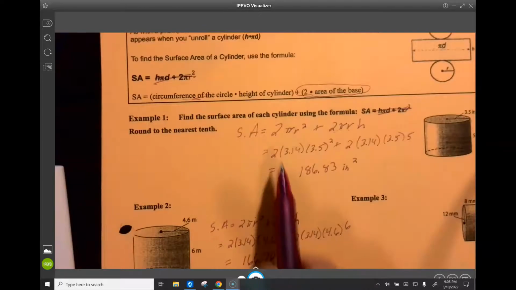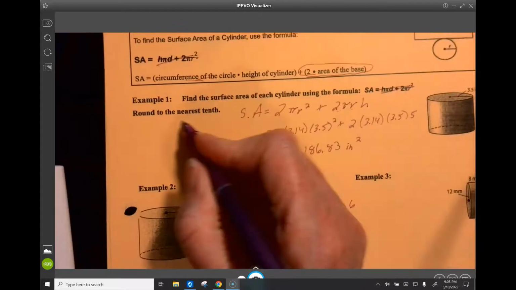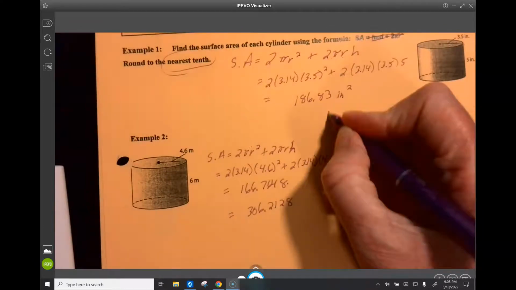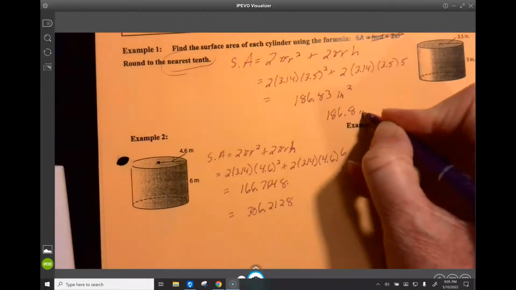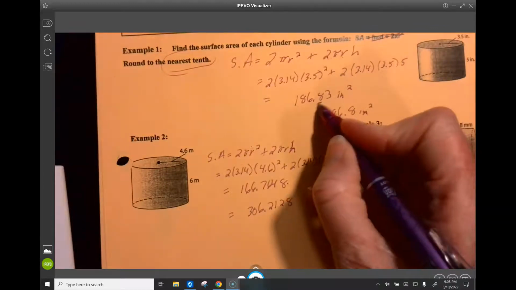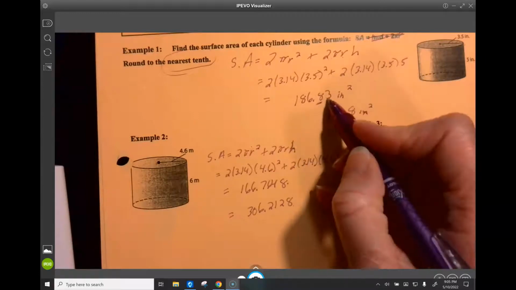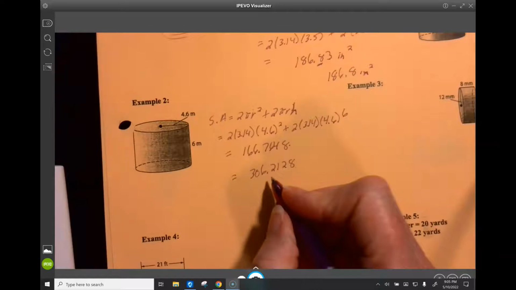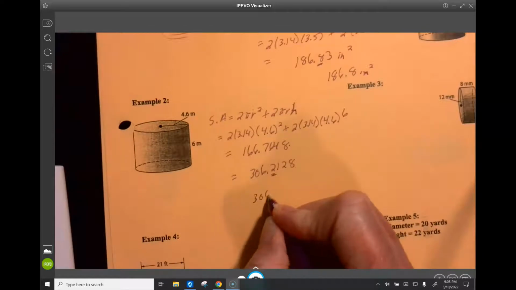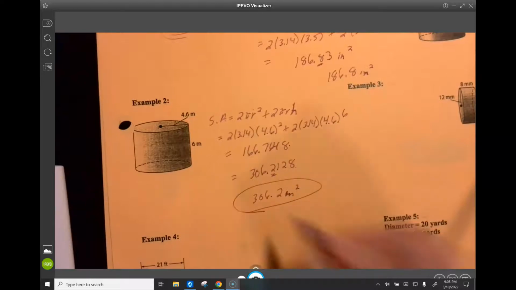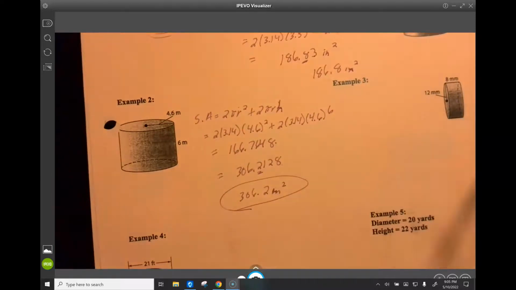Now does it say to round any place? Oh, there it is, round to the nearest tenth. Oh, we forgot to round to the nearest tenth on that one. So this should actually be 186.8 inches squared. We all remembered how to round. Okay, this is what I'm rounding to. If it's 5 or above, I add 1. If it's 4 or below, I let it go. So round to the nearest tenth, 306.2 meters squared. Good. Number 3 is very similar to that, so we're not going to worry about it.